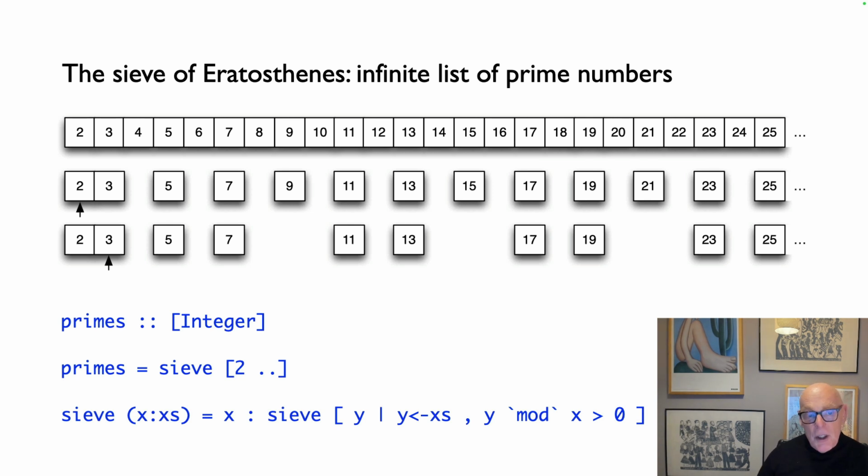Okay, so those are a number of examples of working with infinite lists. Next, we'll talk about streams, which is a sort of variant of doing things on infinite lists.